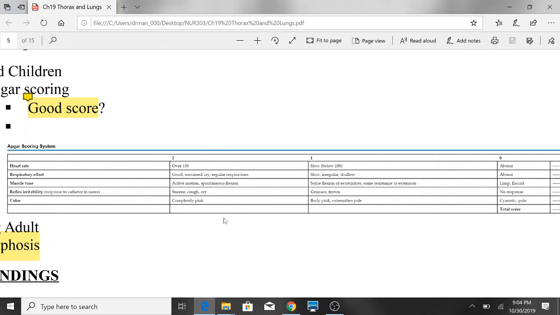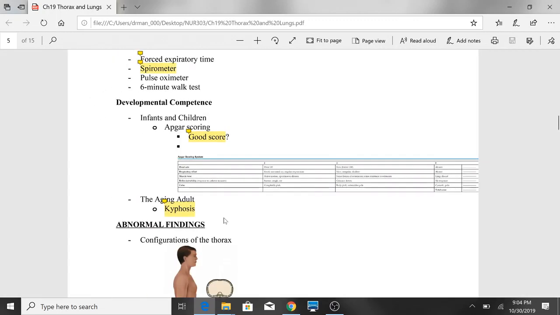Reflex irritability: a sneeze, cough, or cry is 2. A grimace or a frown is 1, and no response is 0. Then color: completely pink is a 2. If the body is pink and extremities are pale, it's a 1. And if it's cyanotic or pale all over, it's a 0.